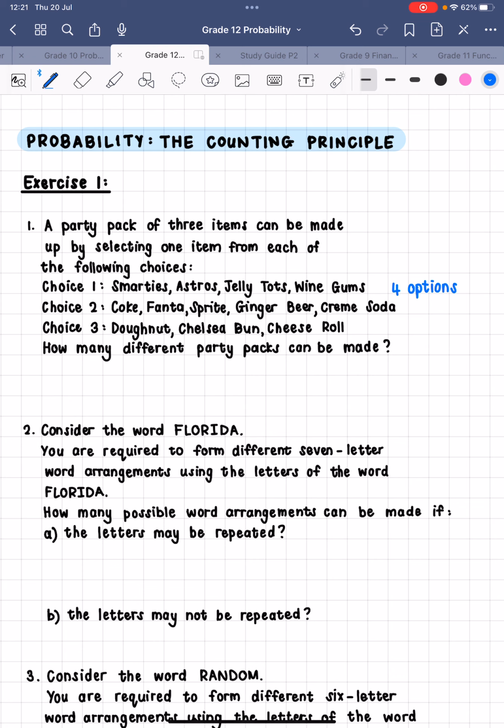Okay, so that's basically sweets, right? There are 4 types of sweets that you can choose from. Then you need to choose a drink there. How many options are there for choice 2? Coke, Fanta, Sprite, ginger beer, cream soda. That is 5 options. Okay, so 5 options here.